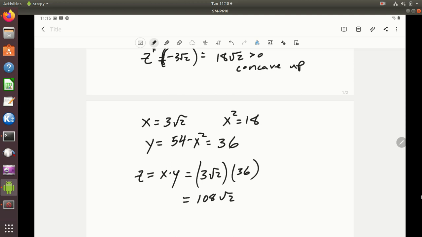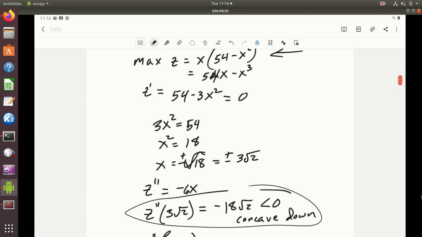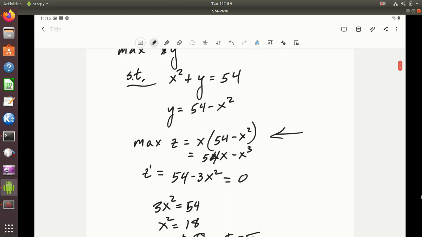Okay, and since square root of 2 is 1.4 something, this is somewhere around 150. So the product is somewhere up around 150. And now we can check this pretty quickly. So we wanted to maximize that. So let's just go take a look at Desmos real quickly to check our answer. It all looks pretty good. x times 54 minus x squared.